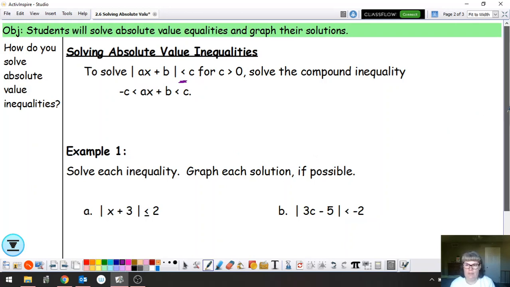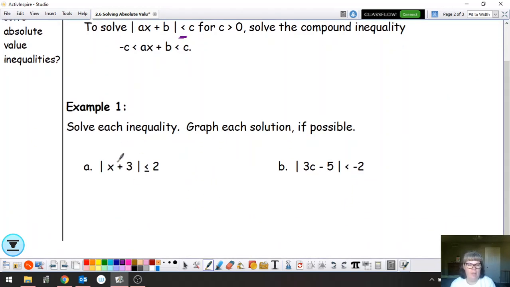So let's practice this. I have the absolute value of x plus 3 is less than or equal to 2. Well, all of my values that are going to have an absolute value that is less than 2, as we noticed on that number line, are going to be between -2 and 2. So I am going to sandwich x plus 3 between 2 and -2. And I'm going to solve that compound inequality.